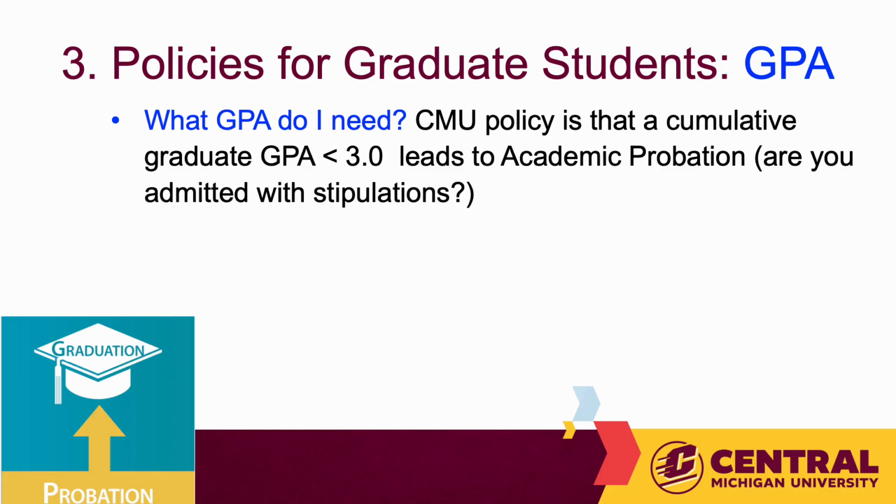However, if you were admitted with stipulations, it's incredibly important that you meet the requirements of those stipulations. The most common stipulation is that you earn a 3.0 within your first 6 or 9 credit hours of your program. If you're wondering whether you were admitted with stipulations, go back and look at your admission letter. It would clearly outline in that admission letter if you were admitted with stipulations. Those stipulations are important because if you do not meet them, you can be dematriculated immediately. So those are incredibly important.